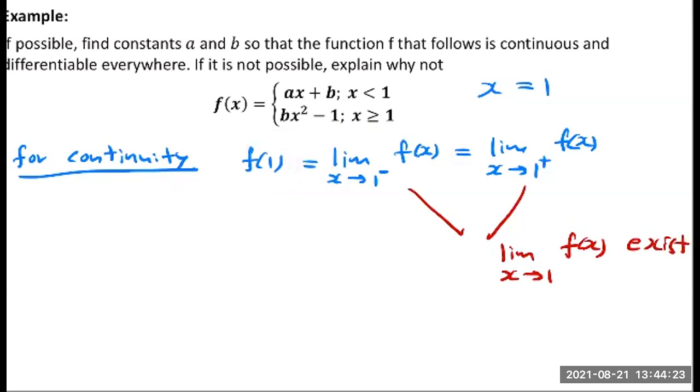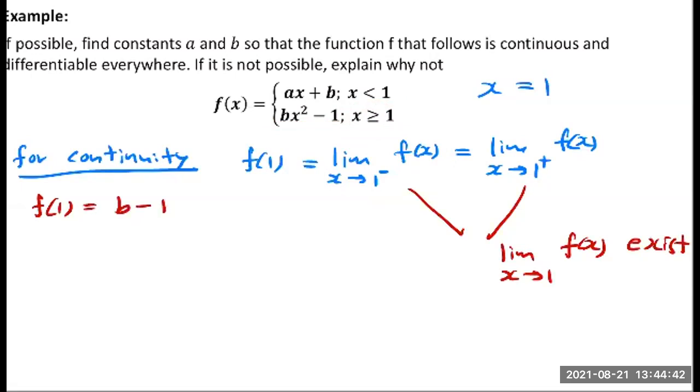Okay, let's find them. The function value at x equal to 1 is clearly f of 1. You plug in x equal to 1 in this function, right? Because you have x greater than or equal to 1 here. So f of 1 is b minus 1.